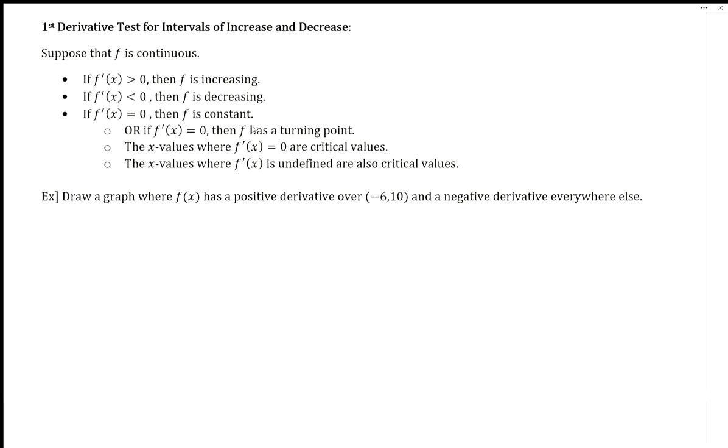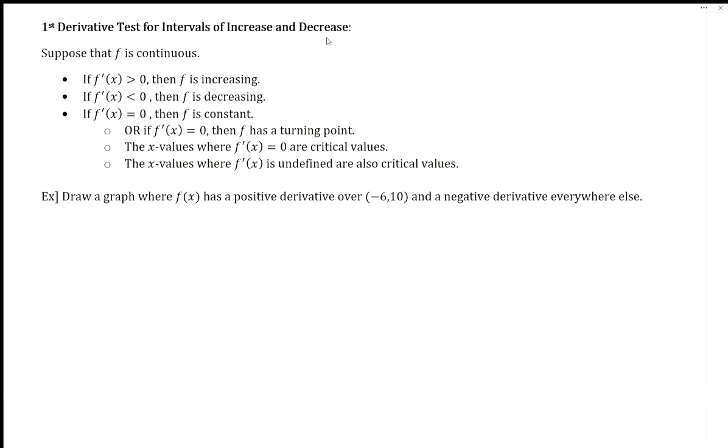Hi everyone, and welcome to our video where we will be making a graph based on information. But before we do that, let's take a look at some of the new rules that we'll have to mix with our original function along with derivatives. So this is the first derivative test for intervals of increase and decrease.